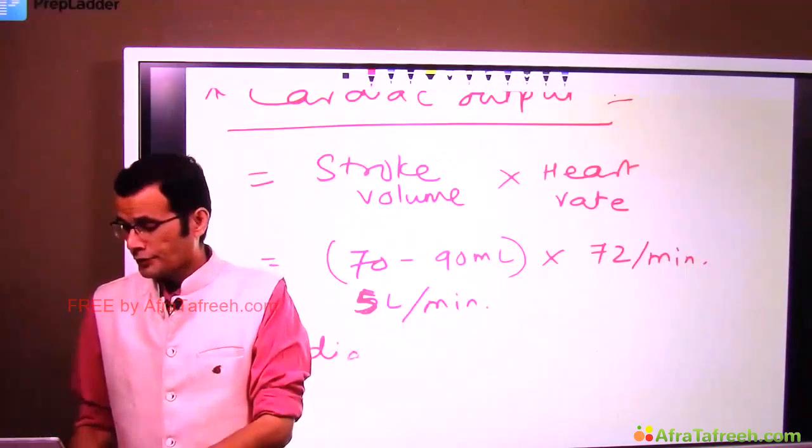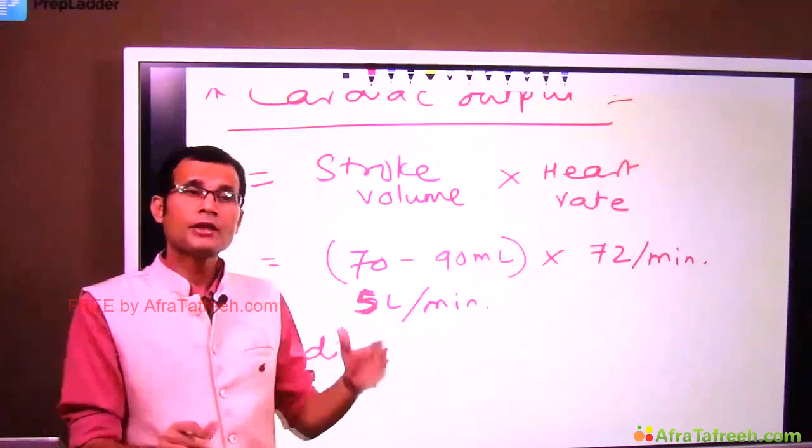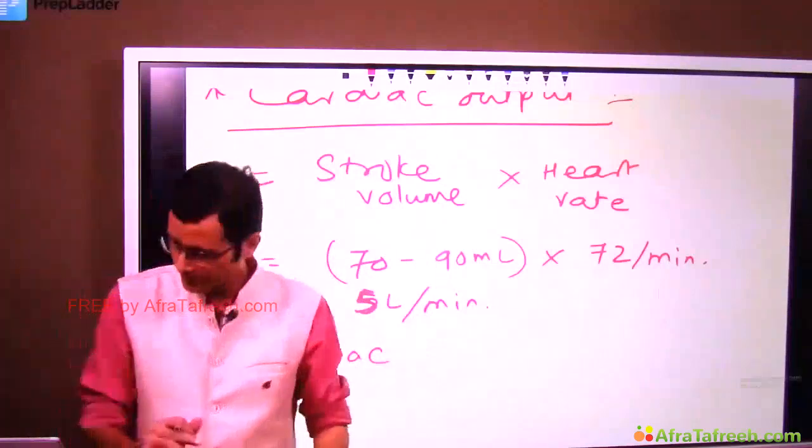And as I mentioned, cardiac output can also be as high as 25 liters per minute in a non-athlete and 35 liters per minute in athletes.